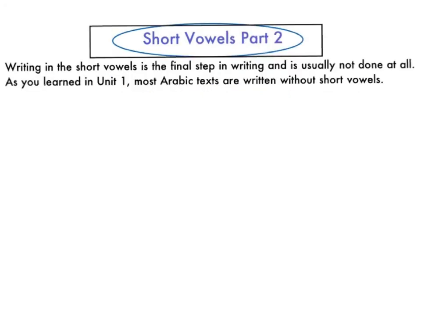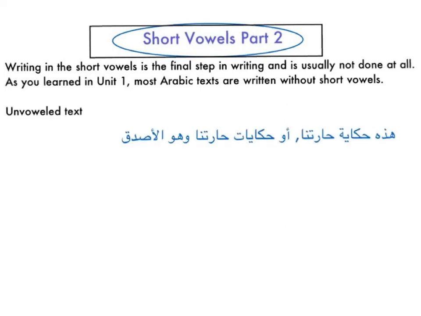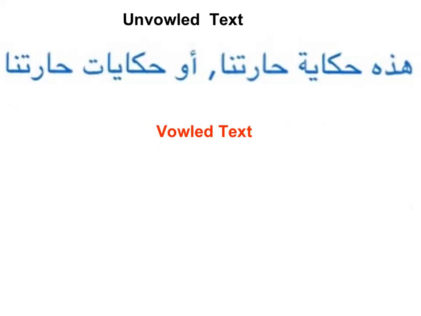Writing in the short vowels is the final step in writing and is usually not done at all. As you learned in Unit 1, most Arabic texts are written without short vowels. This is an example of an unvoweled text. هذه حكاية حارتنا أو حكايات حارتنا وهو الأصدق. Now let's look at the section of the text with vowels.